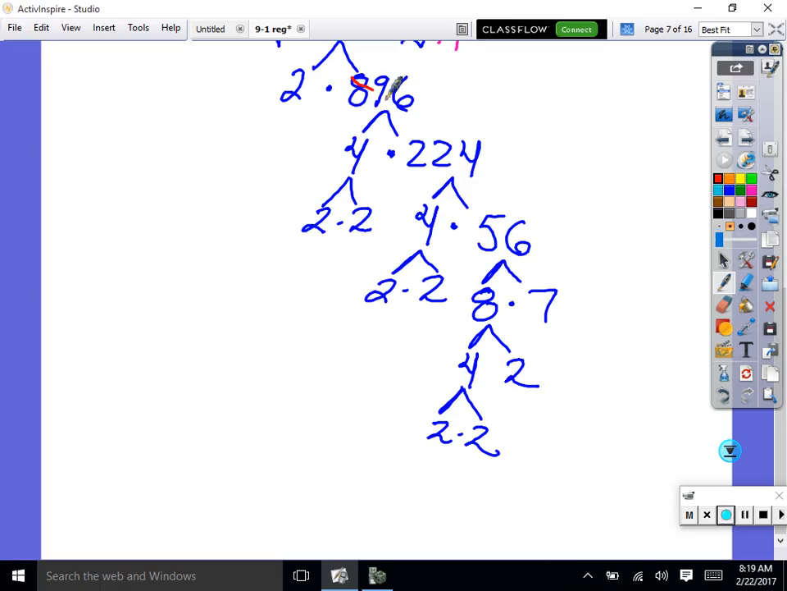else. So look, 896 isn't there anymore because we rewrote it as 4 and 224. We rewrote 4, so it's not there. We rewrote that, so it's not there. 4 is not there. 56 is not there. 8 is not there, correct? Isn't 4 not there? So now we can start pulling out groups of 2.